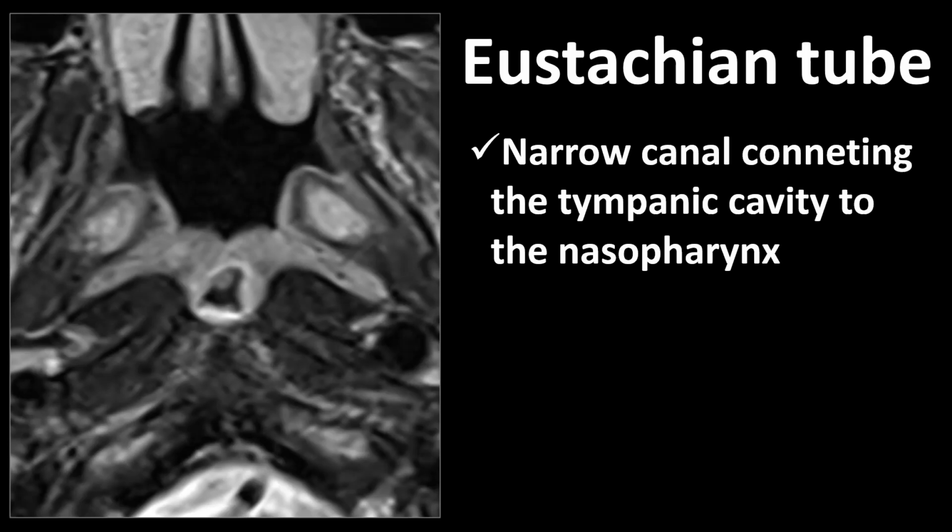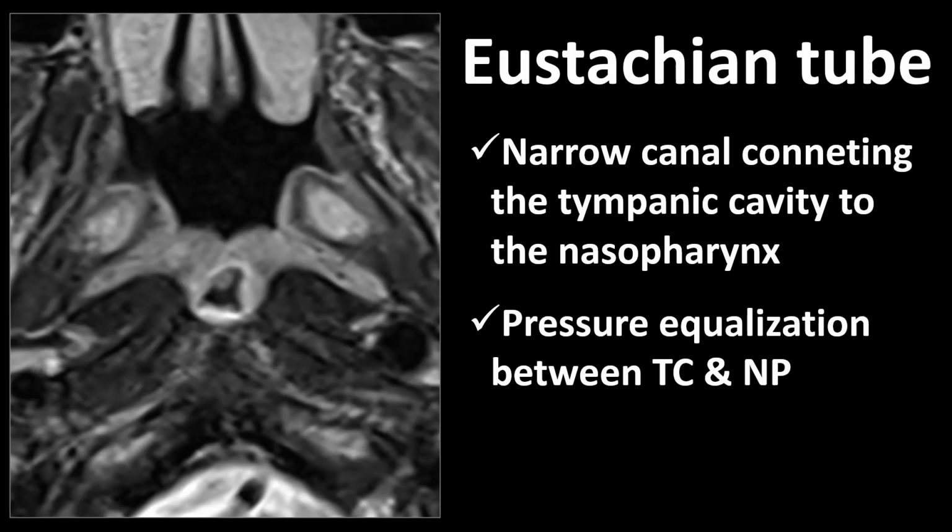The Eustachian tube, as already said, is a narrow canal connecting the tympanic cavity with the nasopharynx. And why do we have that canal? Well, it is responsible for equalizing the pressure between the tympanic cavity and the nasopharynx.